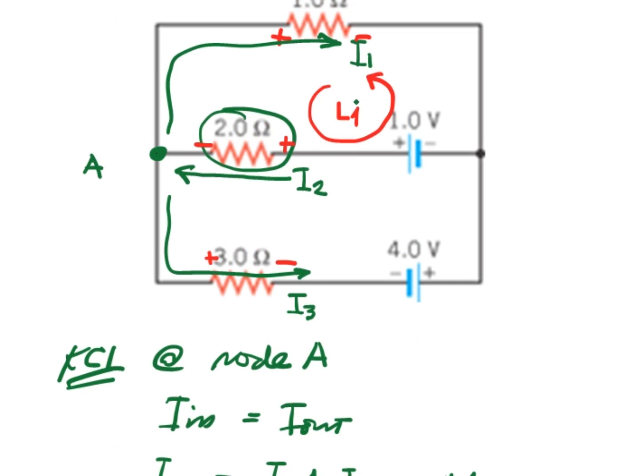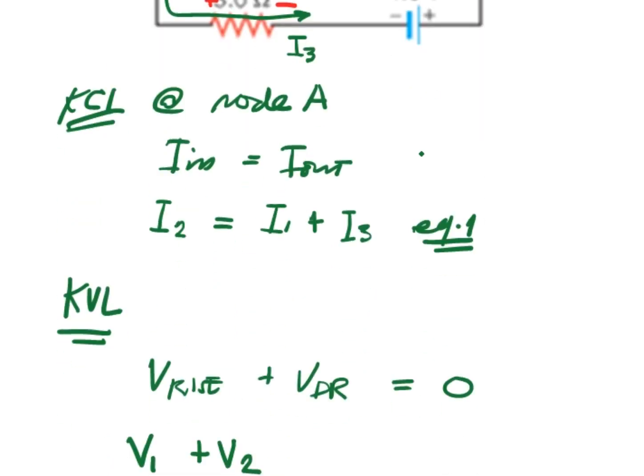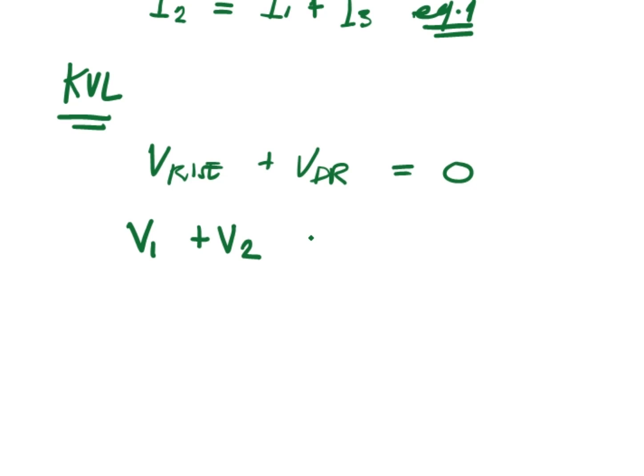Then following again the loop, the source: if we will look at the source, the loop will go out to the negative terminal of the source. Therefore, this is a potential drop. So we will have minus the source, which is 1 volt. So let us first disregard the units, equal to 0. So we will have our equation V1 plus V2 is equal to 1.